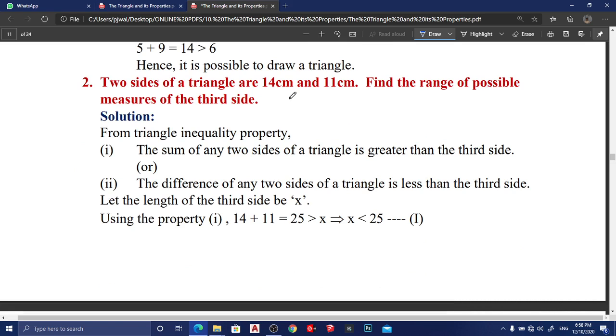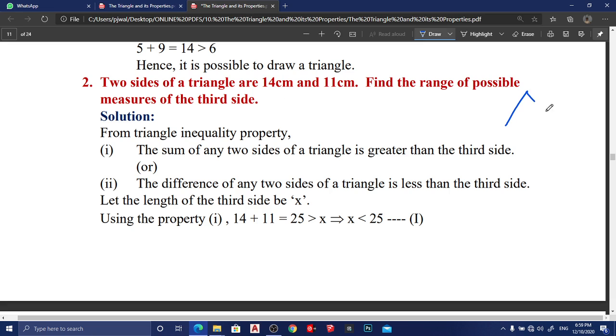Two sides of a triangle are 14 centimeters and 11 centimeters. Find the range of possible measures of the third side. This is a very important problem. It's very easy, but here you have to use both inequality properties, the sum property and the difference property, to find the third side. The range of the third side means from which value to which value you can take to form a triangle. By using these two sides you have to find it out.